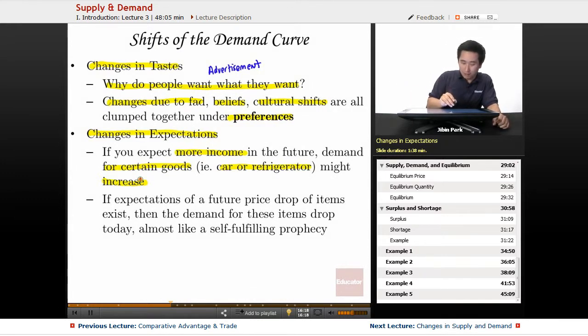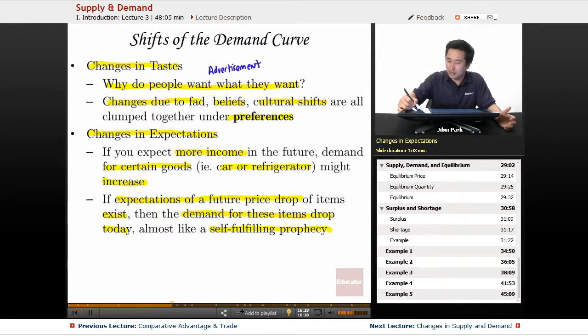Now, along the same line of thought, if the expectations of a future price drop of items exist, then the demand for these items drops today. So almost like a self-fulfilling prophecy. What does that mean here? Let's say hypothetically that you know for a fact, or you anticipate, that the price of PlayStation 4s is going to decrease by 50% within the next month. Then what's going to happen to your demand for PlayStations right now at the current price before the drop? It's actually going to decrease. And it's almost like a self-fulfilling prophecy.